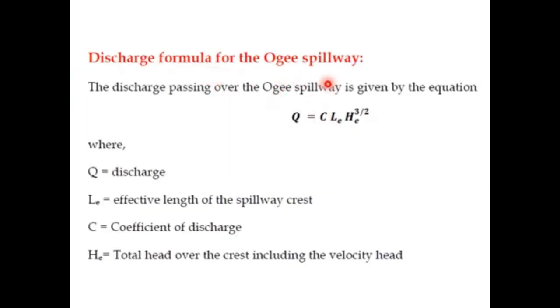The discharge formula for the Ogee spillway is given by Q equals C Le He to the power of 3 by 2, where Q is the flood discharge, Le is the effective length of the spillway crest, and C is the coefficient of discharge, which is taken equal to 2.2. He is the total head over the crest including the velocity head. The velocity head is Ha, which is Va squared by 2g, where Va is the velocity of approach.